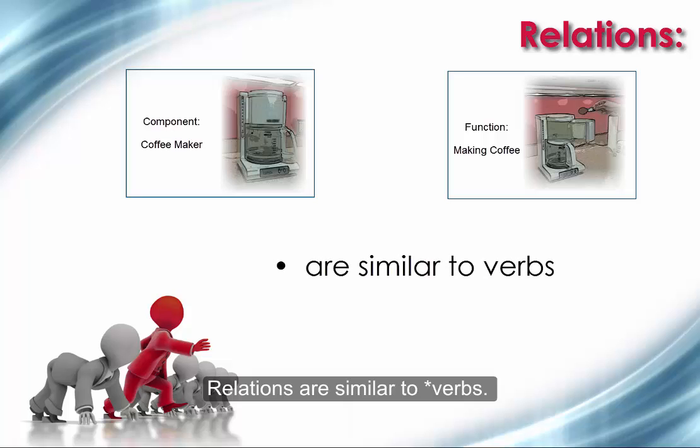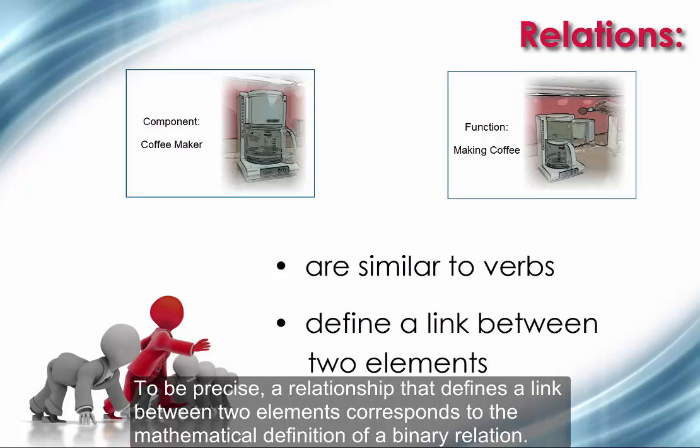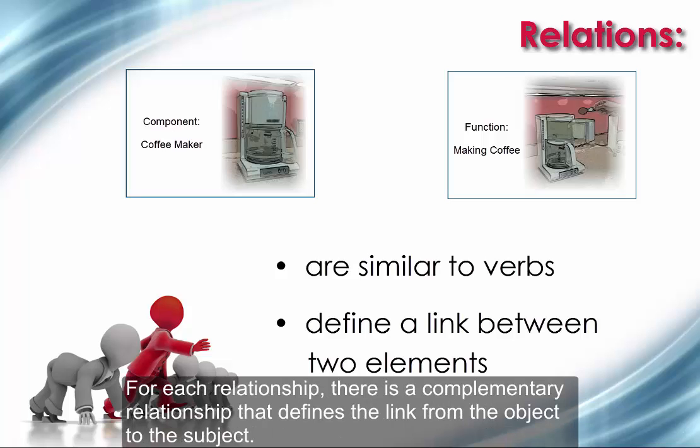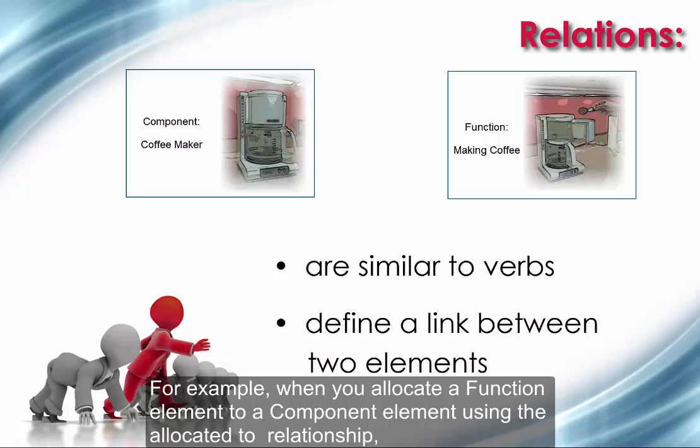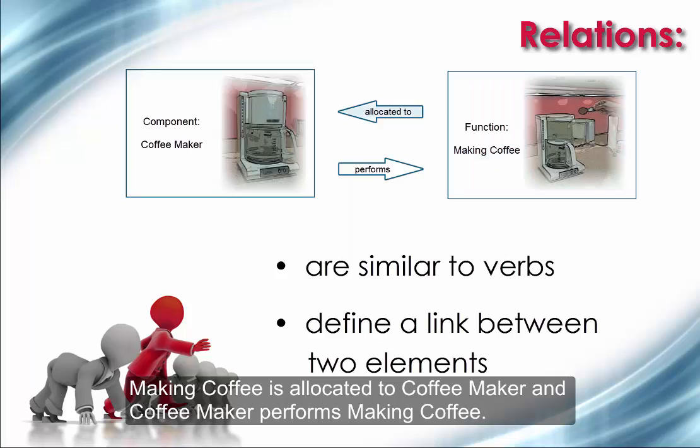Relations are similar to verbs. To be precise, a relationship that defines a link between two elements corresponds to the mathematical definition of a binary relation. For each relationship, there is a complementary relationship that defines the link from the object to the subject. For example, when you allocate a function element to a component element using the allocated to relationship, Core automatically creates the performs relationship, linking the elements in the reverse direction. Making coffee is allocated to coffee maker, and coffee maker performs making coffee.